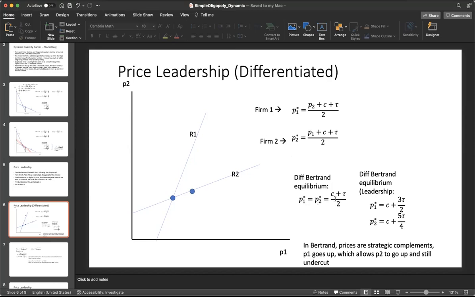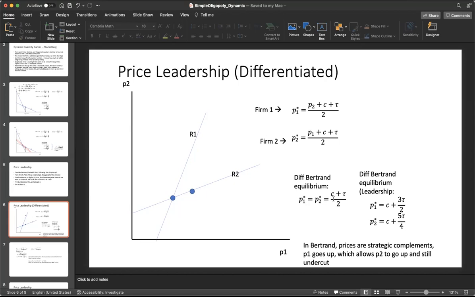Because look, in C alone, here it is C over 2, here it is C, right? Here it is half of C, here it is the whole C. And not just that, the T here is also half of T. Is 3 over 2 bigger than 1? It's greater than 1. So the answer: prices are higher under price leadership than the usual Bertrand. Okay?